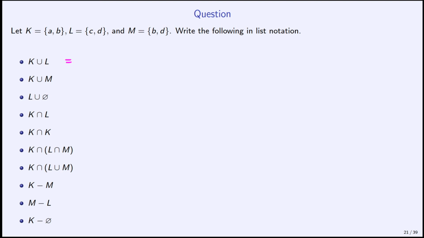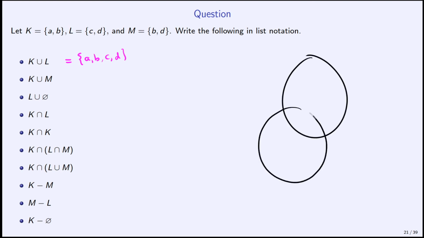Okay, so K union L. Remember, the union takes elements that are in either K or L. So when we write out this set, basically we just write out everything in K, A and B, and we write out everything in L, which is C and D. Okay, so that is K union L. In fact, maybe what I should do is I should draw this.